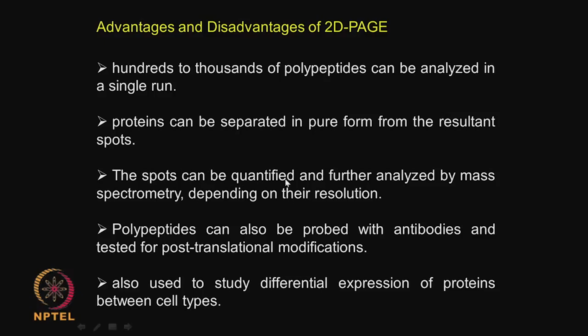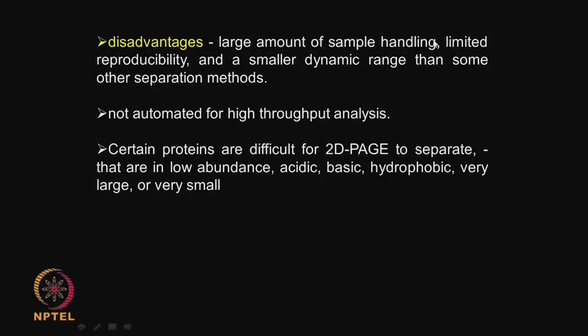The spots can be quantified, we can say the quantity in concentration, and it can be analyzed using mass spec. Polypeptides can also be probed with antibodies. Yes, we can add antibodies and look at post translational modifications. We can look at differential expression of proteins between cell types. So, I can compare two cells and then say some spots have appeared, some spots have disappeared and so on.